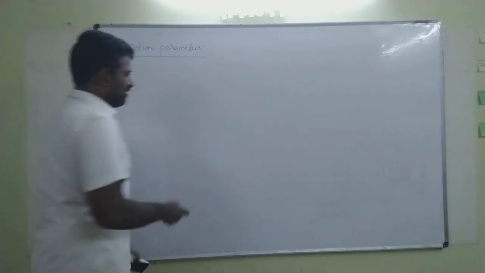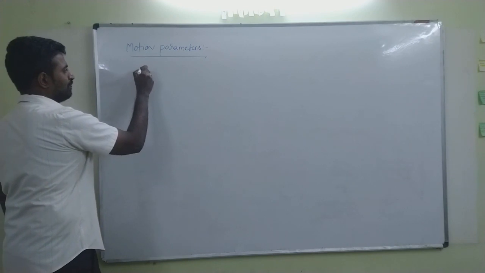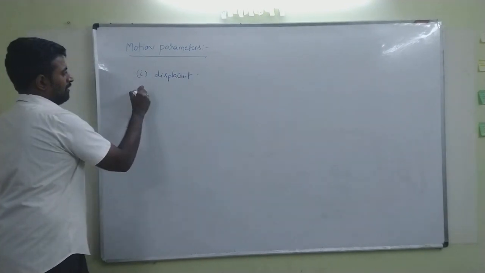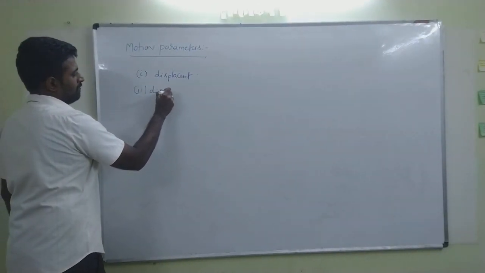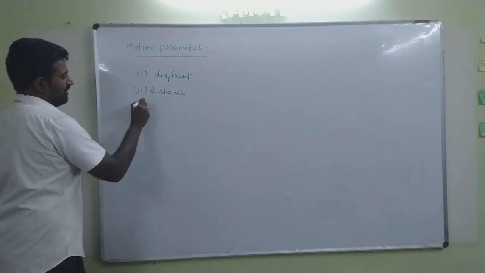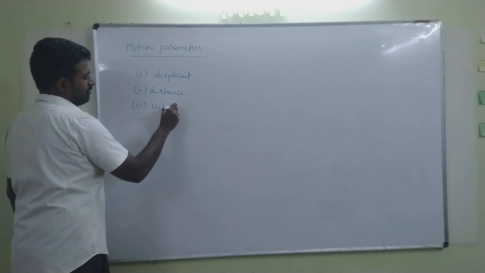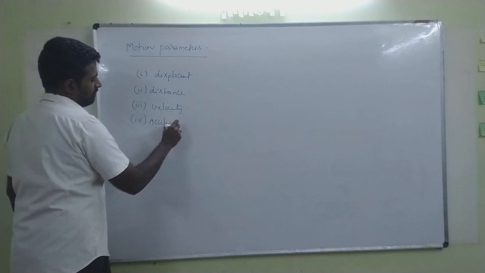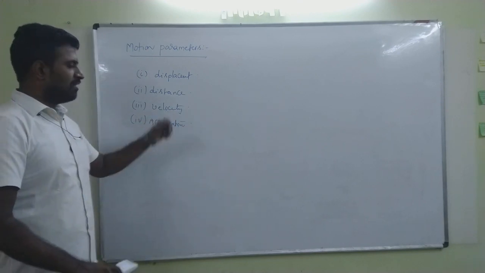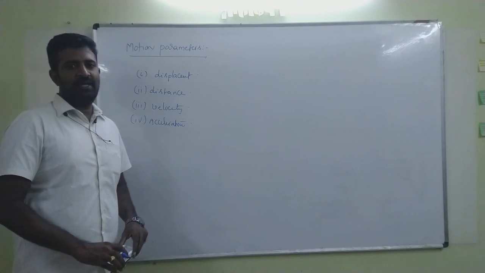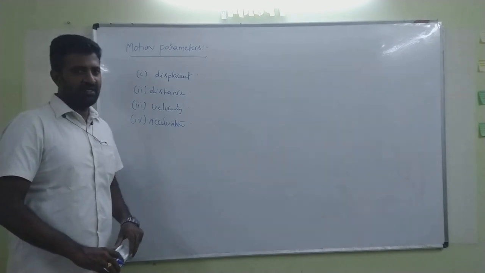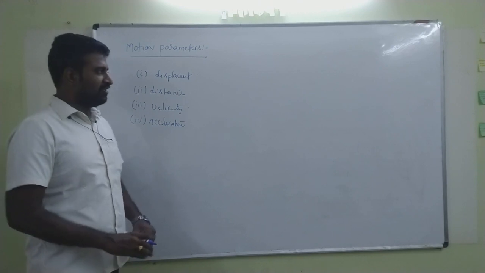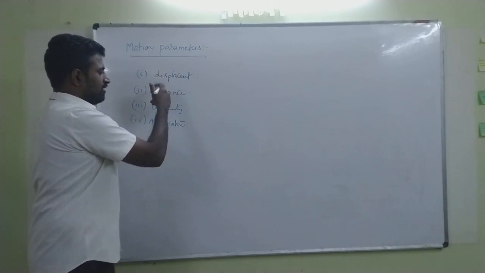Now the motion parameters that I am going to discuss are basically distance, and the third one is velocity, and the fourth one is acceleration. Of course, within velocity we will describe two types of velocities: one will be average velocity, the other one will be instantaneous velocity. In case of acceleration, we will describe the average acceleration and instantaneous acceleration. First of all, let us focus on displacement and distance.